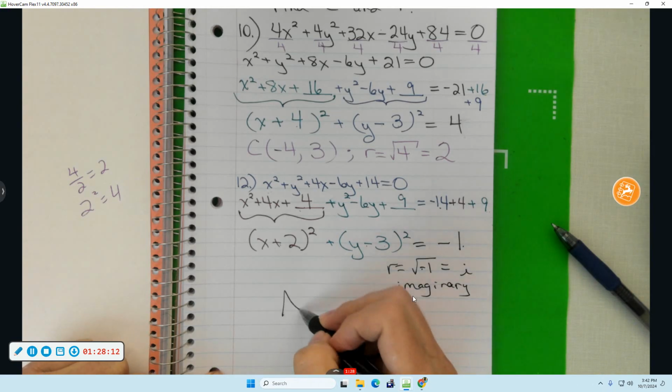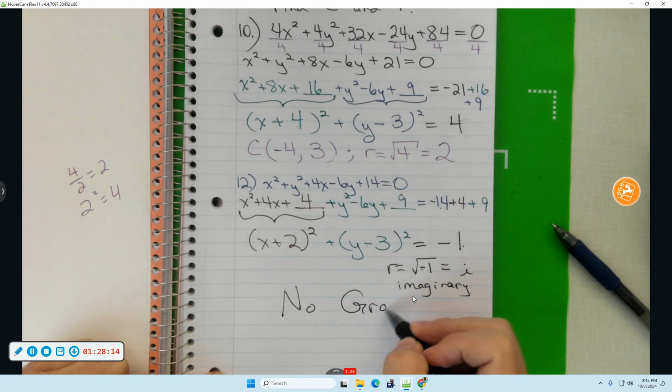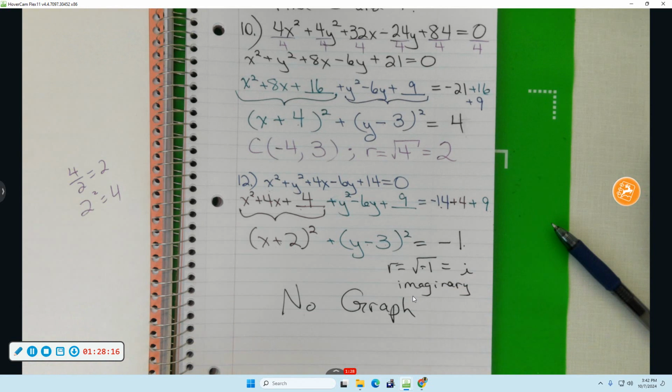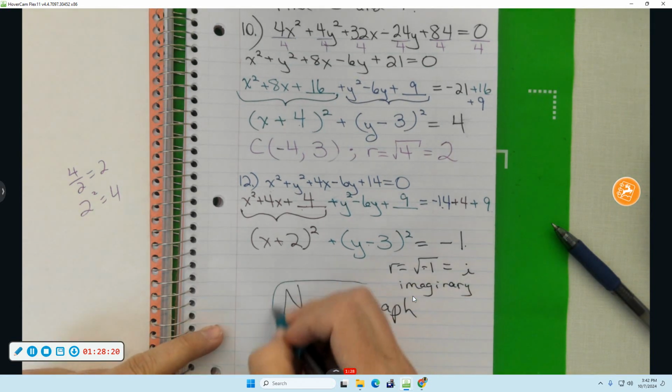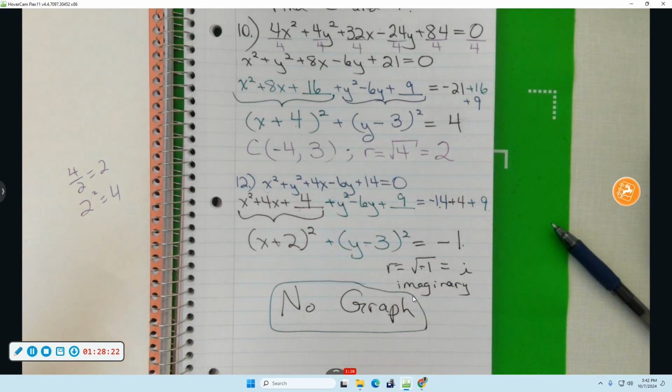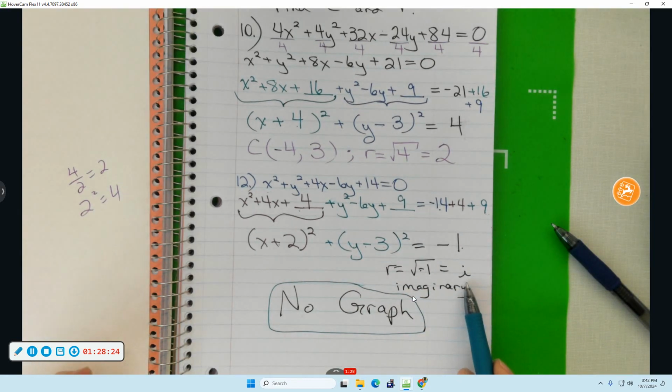So there is no graph. I guess it's just an imaginary graph somewhere out there at the universal point. Any questions there? Not even a point.